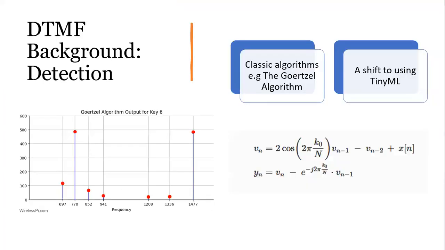So over time, classical algorithms have been used to detect DTMF. One of which is commonly used is known as the Goertzel algorithm. The Goertzel algorithm is a mathematical algorithm used to find the presence of a particular frequency in a given signal. To understand this in simple terms, imagine you are in a concert and you want to know if a guitarist played a particular note in a song.